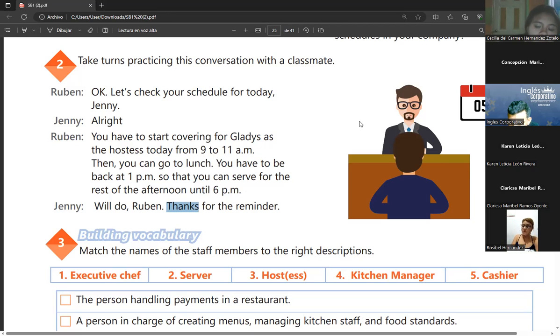You have to start covering for Gladys as the hostess today from 9 to 11 a.m. Then you can go to lunch. You have to be back at 1 p.m. so that you can serve for the rest of the afternoon until 6 p.m. Will do, Ruben. Thanks for the reminder. Excellent. Very good. Good pronunciation, fluency. Very good. All right. Let's see.